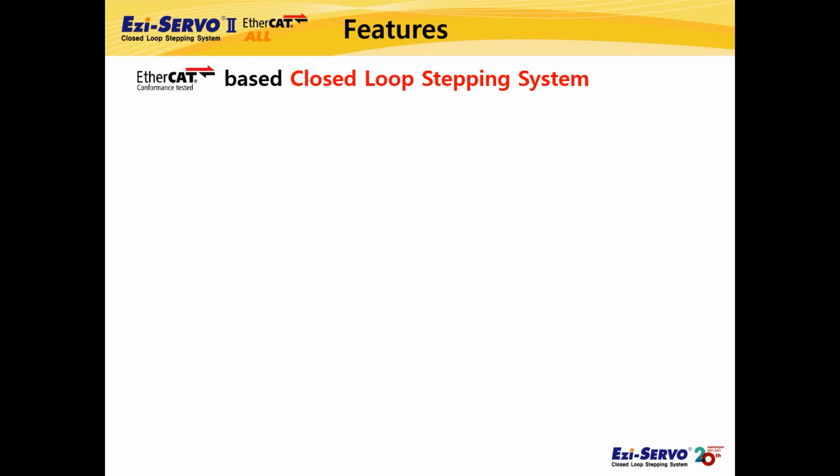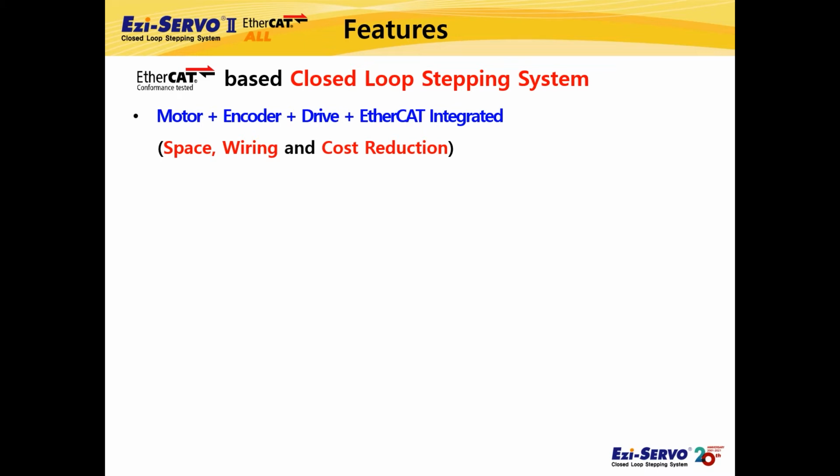Now let's check the features of Ezi-SERVO II EtherCAT ALL products. Ezi-SERVO II EtherCAT ALL is an EtherCAT-based closed-loop stepping system product. It is an all-in-one product that combines a motor, a high-resolution encoder, a drive, and EtherCAT network. Since the drive is attached to the motor, there is no need to wire the motor and encoder cable, and there is no need for a separate control box for installing the drive. Space saving and less wiring can reduce cost. Actual examples will be explained later.